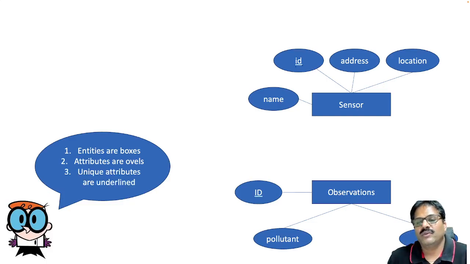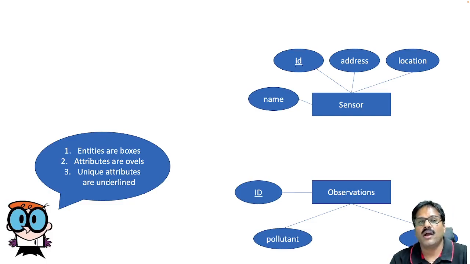Now the third step is that attributes that are unique to an entity have to be underlined. For example, ID uniquely identifies each sensor, right? This is the sensor ID, so we put an underline for ID. Similarly, we underline observation ID because it represents the unique key. Every value of this attribute is unique in the data.